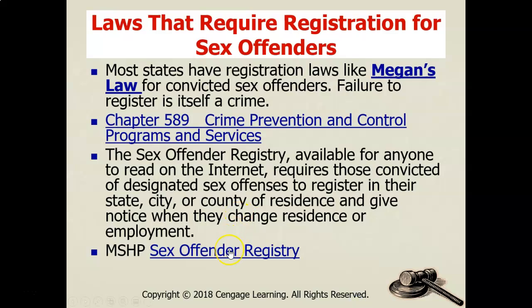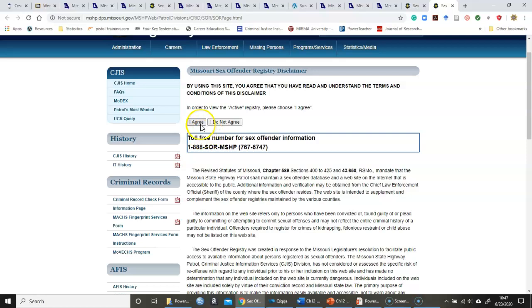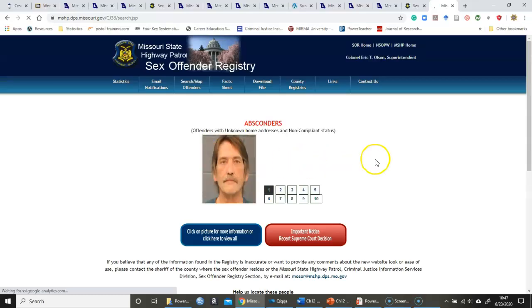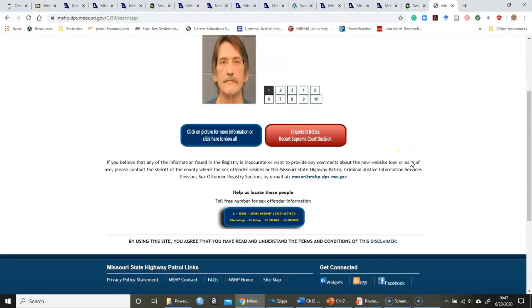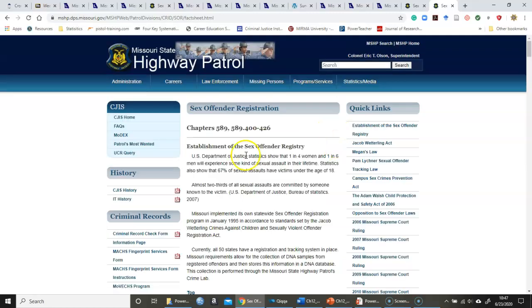So then we have our sex offender registry for the state of Missouri. If you're not familiar with this, it's run by the Missouri State Highway Patrol, and the link will take you to this website. You do have to click that you agree. And then you can start searching by your area as far as offenders, who is involved, and how to find out about notifications, statistics, and different fact sheets, all again provided by the Highway Patrol.